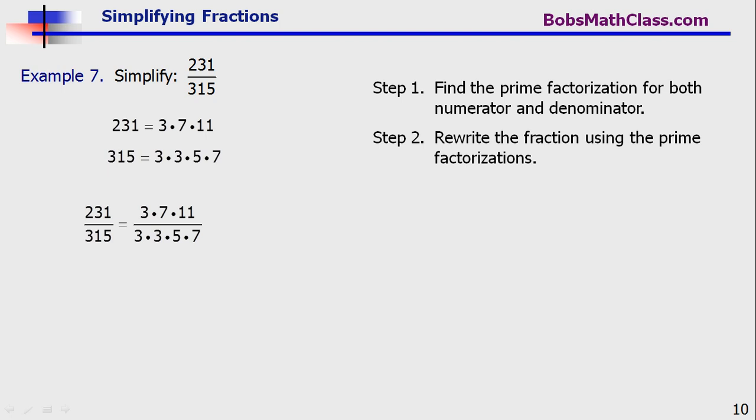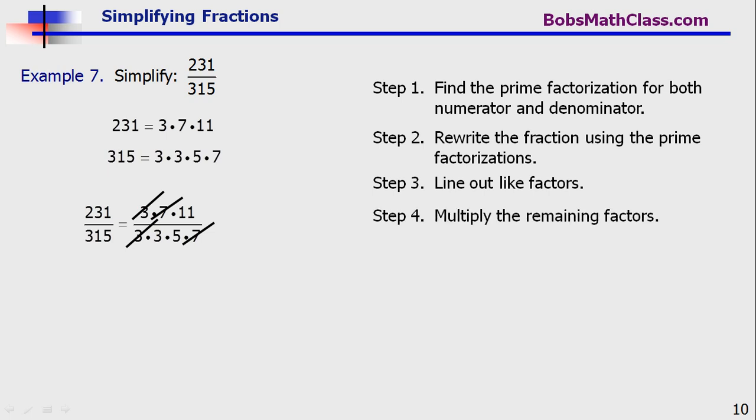Okay, and then what cancels? Let's see, a 3 on top with a 3 on the bottom. And a 7 on top with a 7 on the bottom. And let's see, multiply what's left. Well, there's only an 11 on top. And then 3 times 5 on the bottom, so our answer is 11/15.